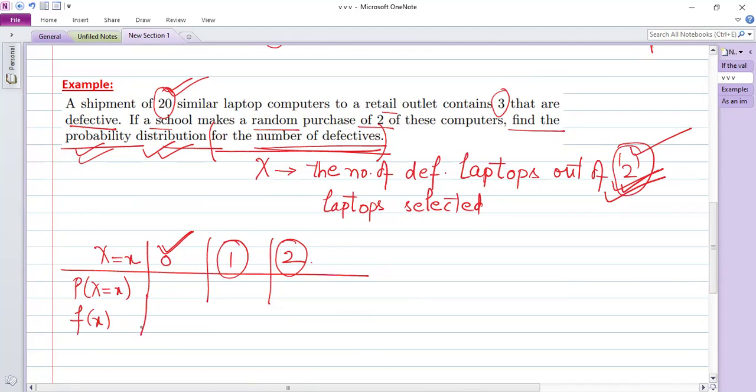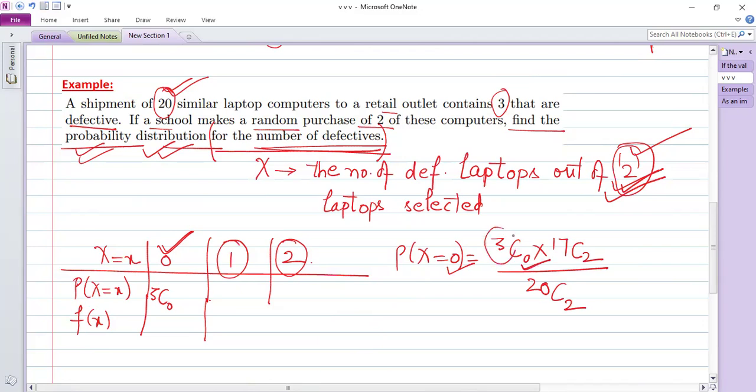Now here, this value will be zero defective. So I'm writing here that probability X is 0 is 3C0 into 17C2 divided by 20C2. Why? Because we are selecting zero defective. We are selecting zero defective. Out of total, how many defective?